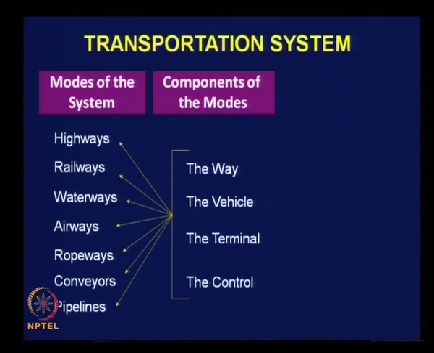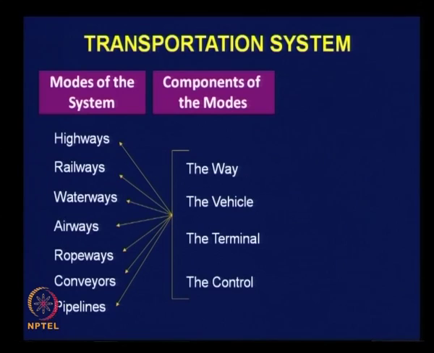Let us go further and try to understand the characteristics of each of these components in respect of each of these modes. Let us start with the way concerned with highways. The roadway system, which is constructed to a set of specifications and standards, is the way for the mode highways. Highways facilitate simultaneous longitudinal and lateral movement of the vehicles. There is some flexibility possible in respect of highways when you think of mobility of vehicles on the way.